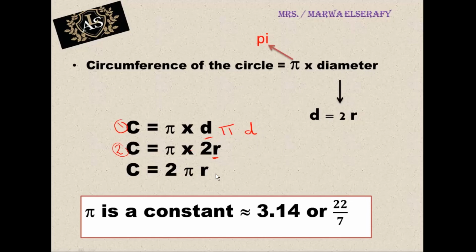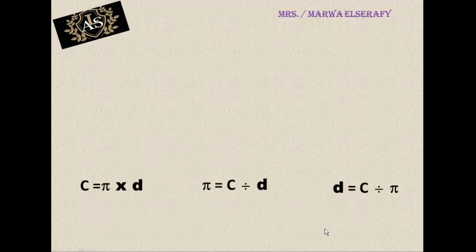According to its radius, it will be equal 2 pi r. 2r equal d. Okay, 2r equal d. And he will give you pi in the problem. Maybe he gives me pi as 3.14 or 22 over 7.